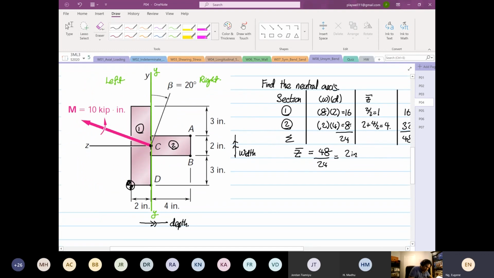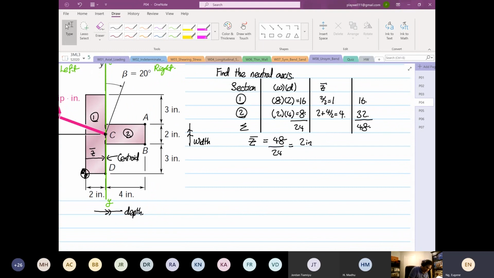So in fact, where this line is, it happened to be, okay, this is coincidence, okay? This is the centroid. Why Z bar? Because it's the distance from here to here. So this is parallel to Z. So that's why it is Z bar. Okay. So now you want to find IYY.